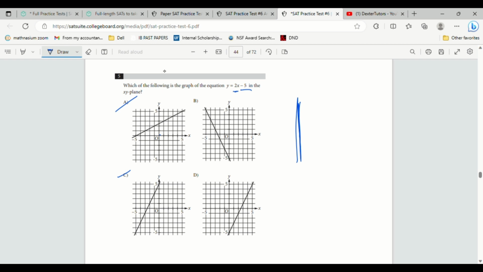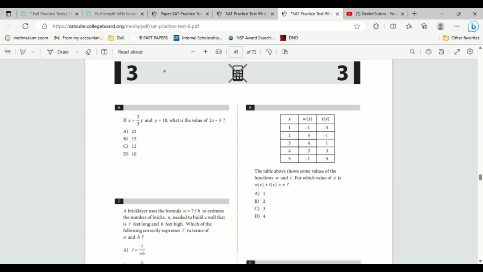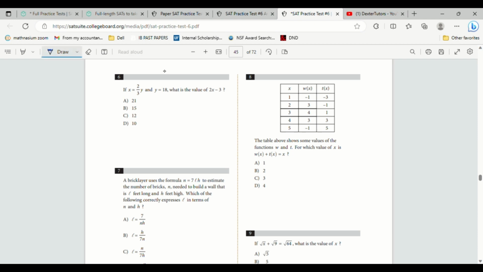And that would be D, since it goes from bottom left to the upper right hand corner of the graph, choice B is negative slope. So 5 is D. Number 6, if x equals 2/3 y and y equals 18, what is the value of 2x minus 3? So we're going to write out what we have while substituting in 18 for y, and now we can solve for x. So x equals 18 times 2 is 36 divided by 3, x is 12.